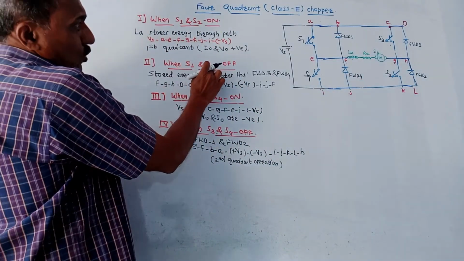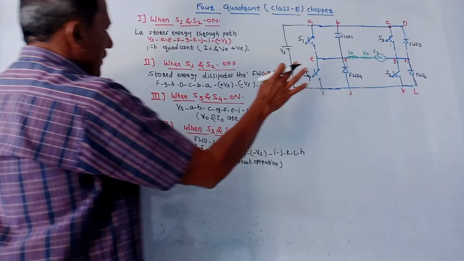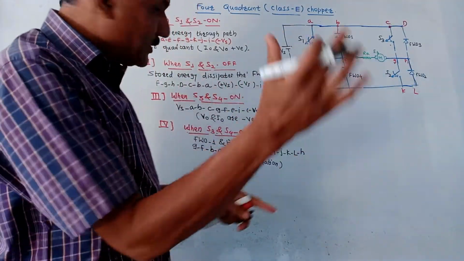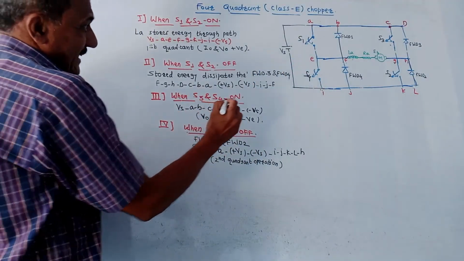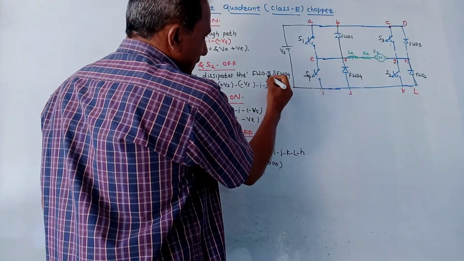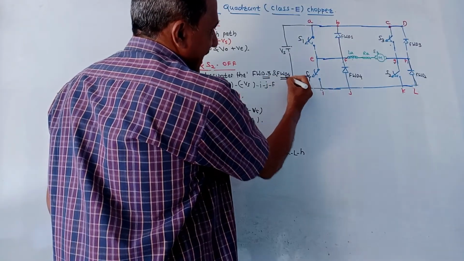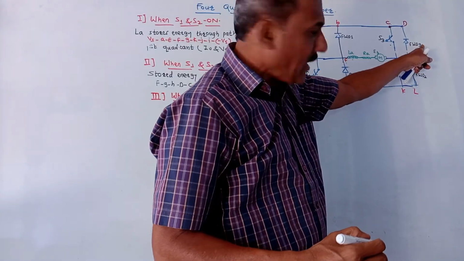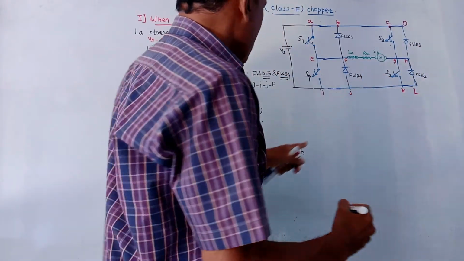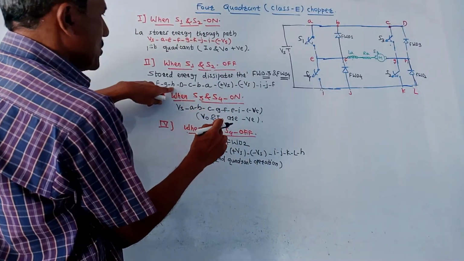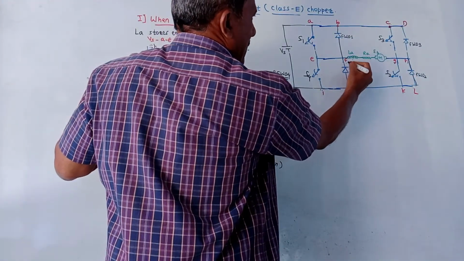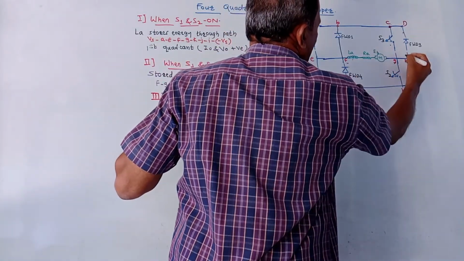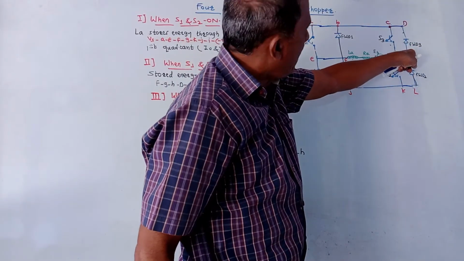Next, when S1 and S2 are off, that means these two switches are off, then the energy which was stored in the inductor will be dissipated, transferred back to the source. In this case, this transfer of energy takes place through FWD3 and FWD4. That means by making use of FWD3 diode and freewheeling diode number 4. So the path is like this: F to G, then G to H, then H to D, because this diode is now in operation.